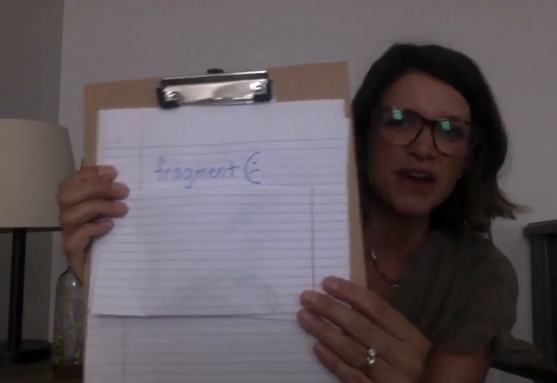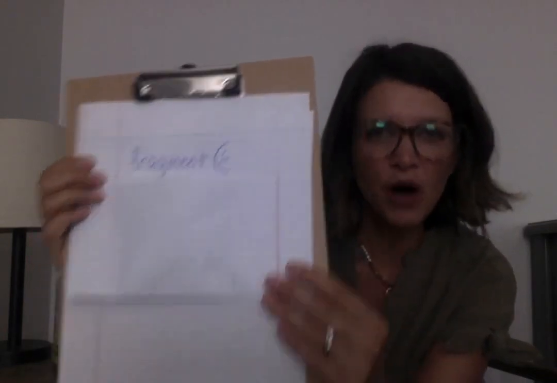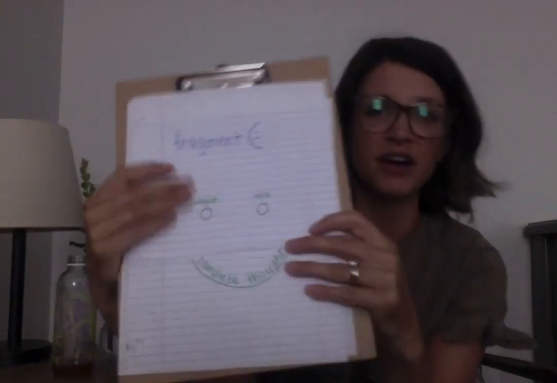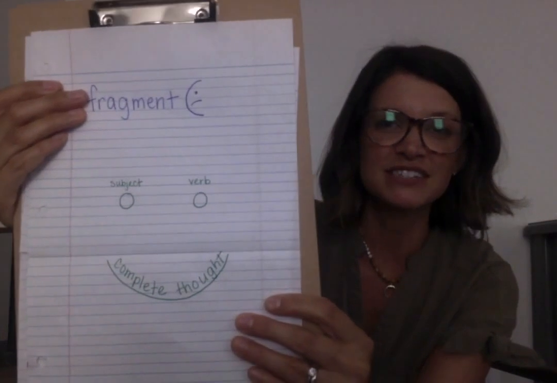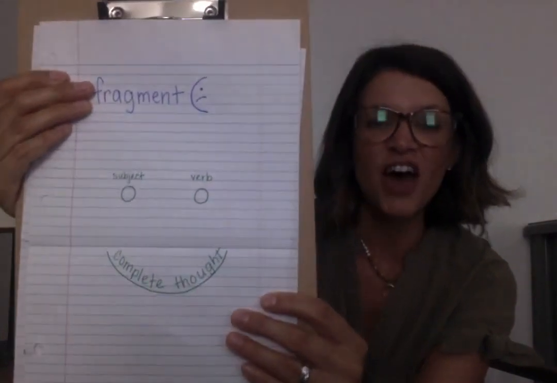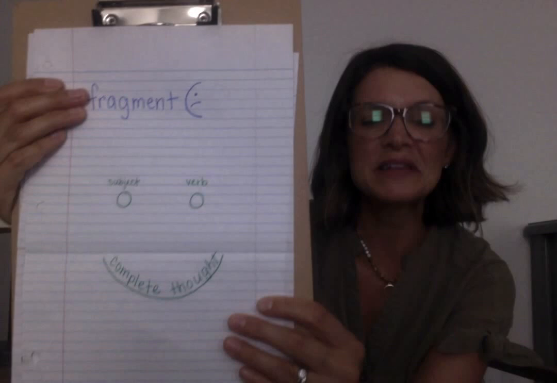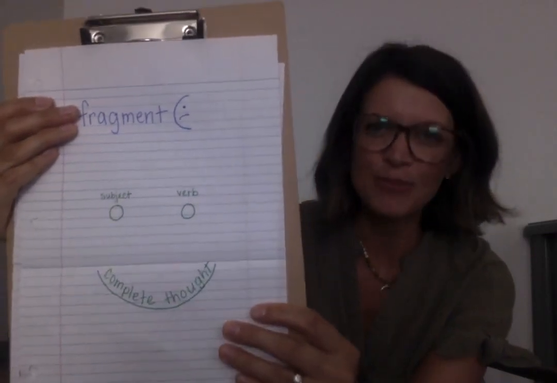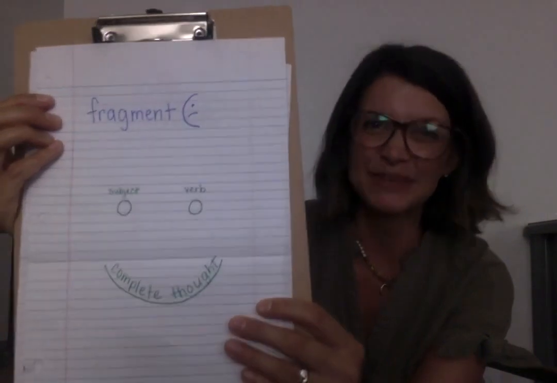When you have a fragment, you basically have a partial sentence. You're missing something. And so to fix it, we just need to make sure we have all the parts. Make sure that each of your sentences has a subject, a verb, and makes a complete thought. If you get all three of these parts, you won't have problems with the sad fragment.